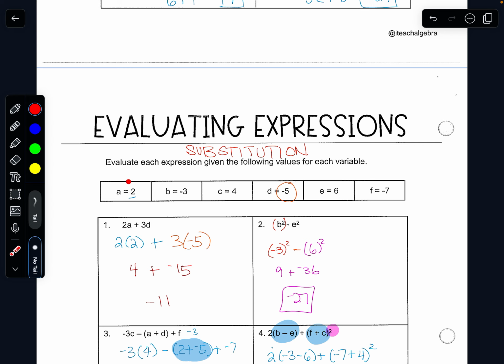It tells us what these variables represent in these scenarios, and we substitute that value in. When we substitute in, it substitutes for the whole value. So this is 2 times A, and A is 2, so it's 4. And this is 3 times -5, so it's -15. Then we combine our like terms with PEMDAS and we get -11.